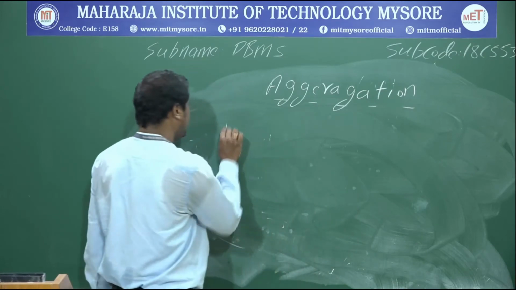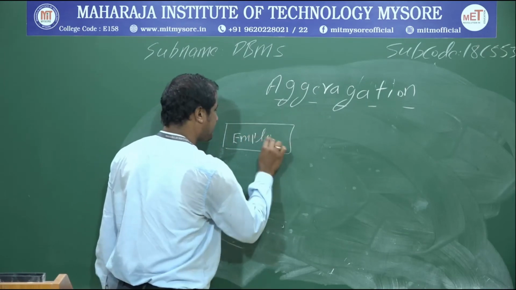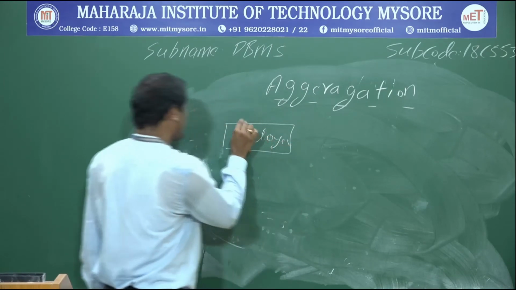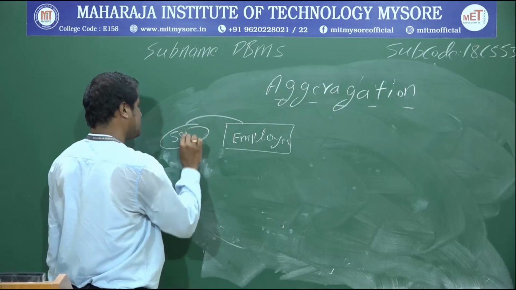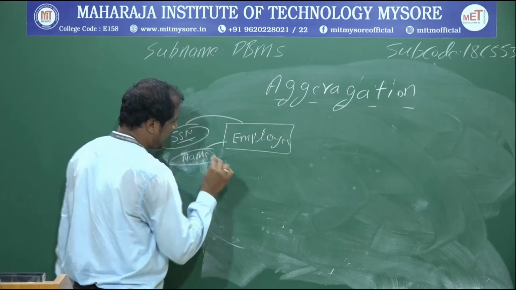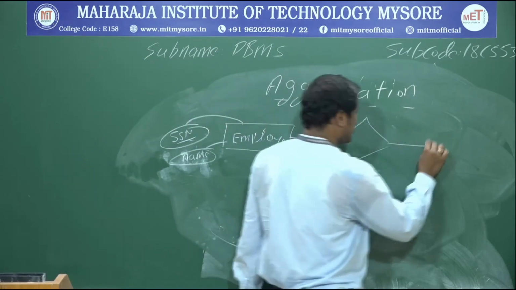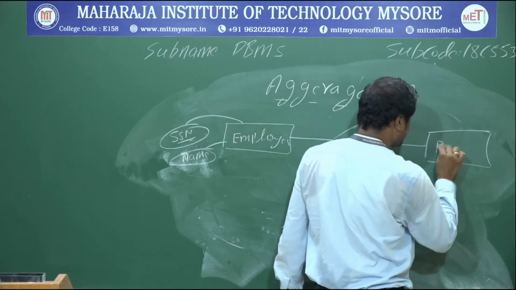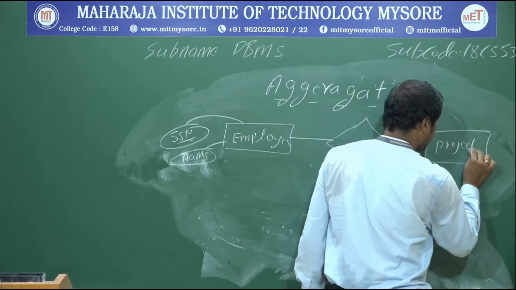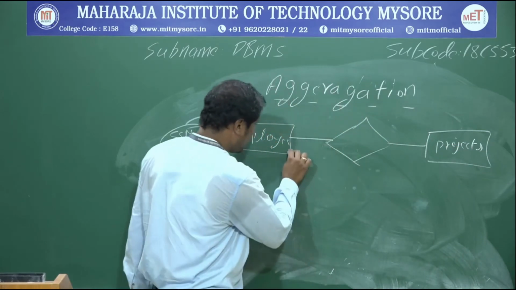Here I'll write employee, with SSN and a name. Employee SSN is the key and name is an attribute. Employee has a relationship with projects.